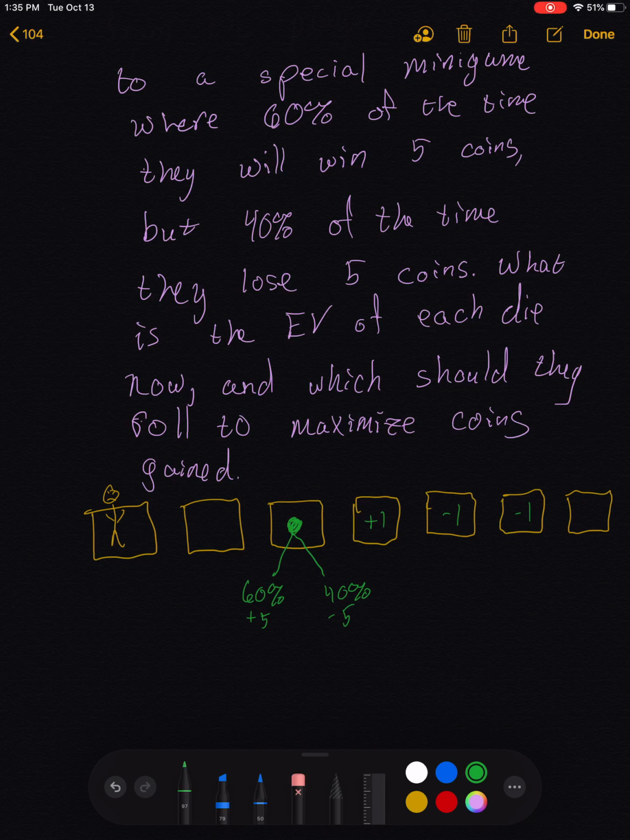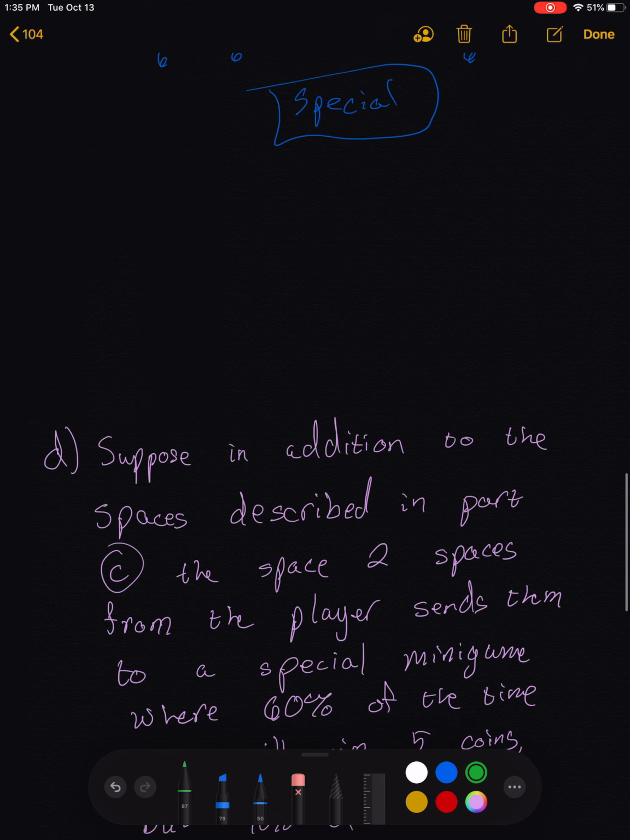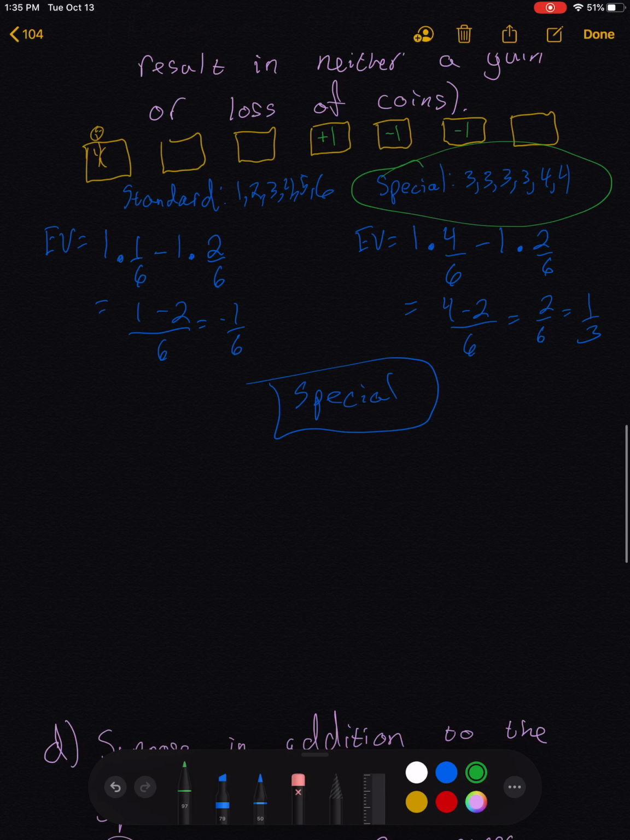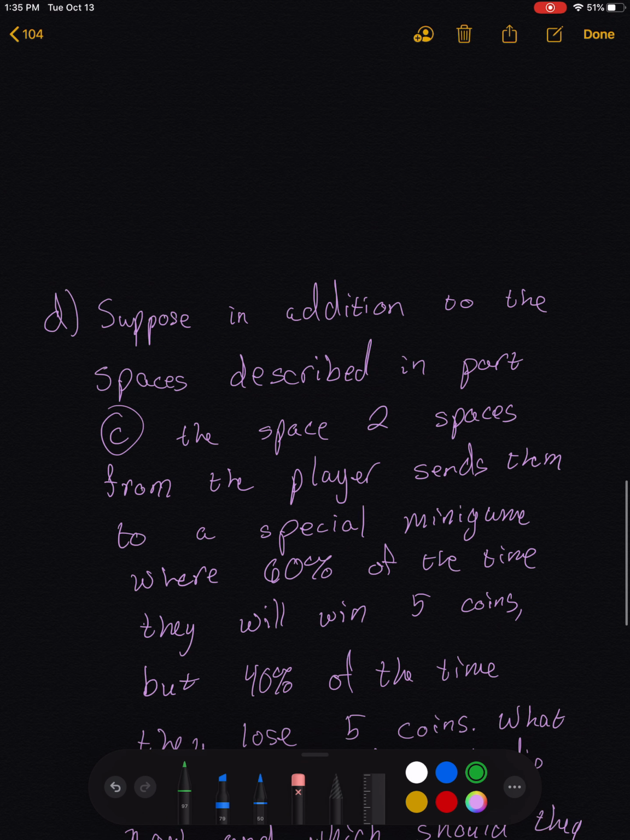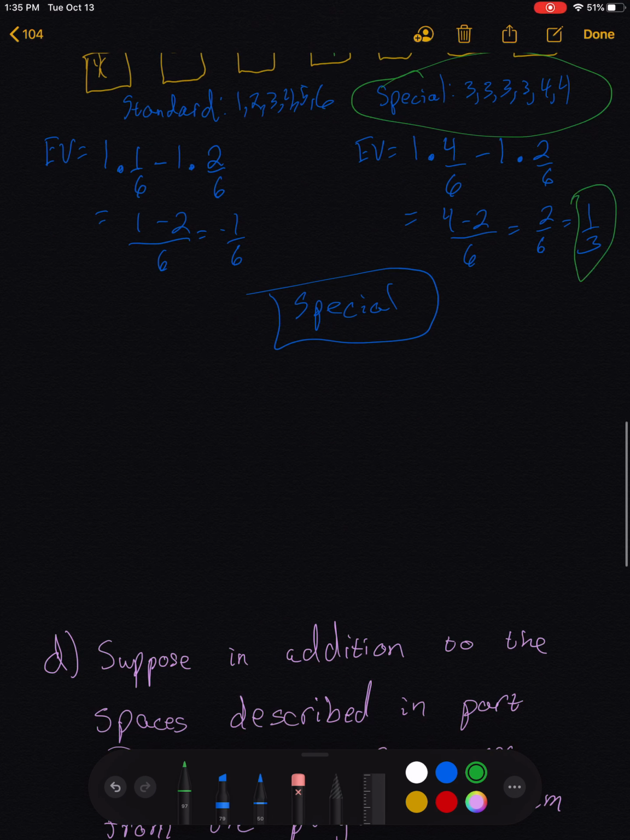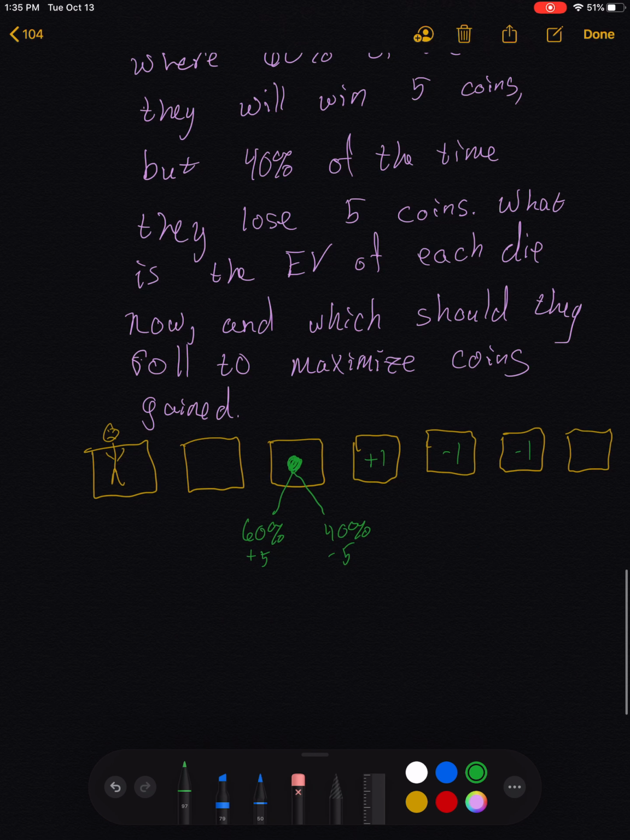Some reason why 60% of the time we win 5, 40% of the time we lose 5. Now, one thing to notice right off the bat is the special die is actually not affected by this at all, because the probability of rolling a 2 on the special die, let me go back up, recall the special die contained the numbers 3, 3, 3, 3, 4, 4. The probability of rolling a 2 on the special die is 0. So the probability of reaching this minigame, if we use the special die, is 0. So the special die's expected value, which was 1/3 right here, that's unaffected by this. So I'll note the special die still has an expected value of 1/3.